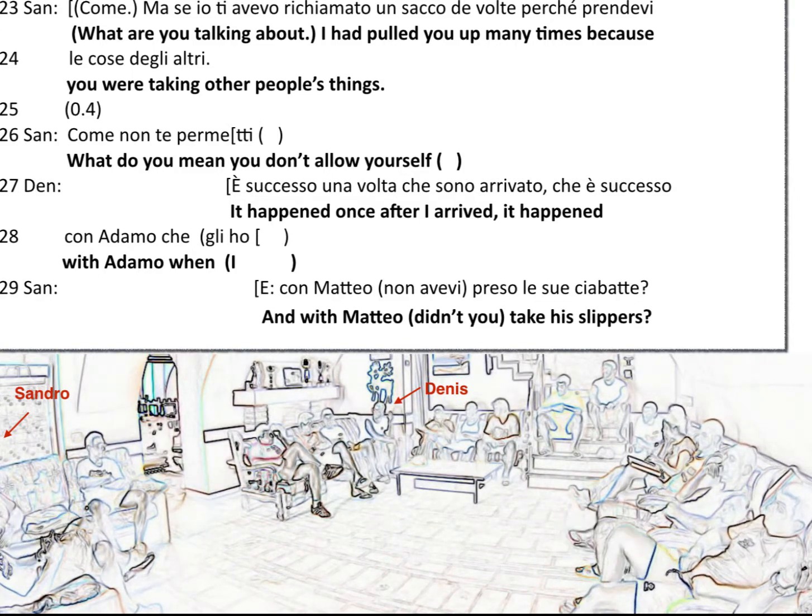So what happens is that sometimes people can get into a bit of a symmetrical back and forth of complaints, counter-complaints, and rejections of whatever the other is saying. And the staff member goes, "Oh, what are you talking about? I had pulled you up many times because you were taking other people's things. What do you mean you don't allow yourself? You do that?" And the client, "It happened once," which is a very common way of responding to a complaint.